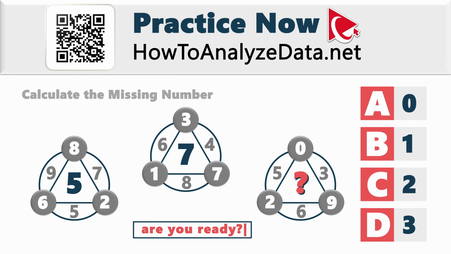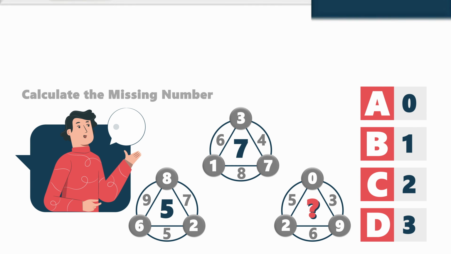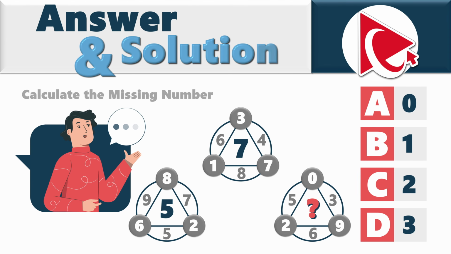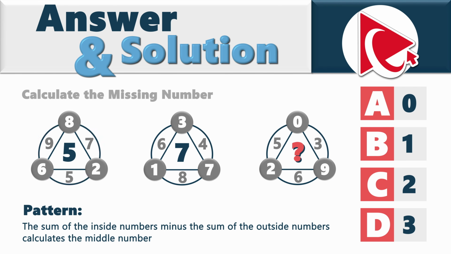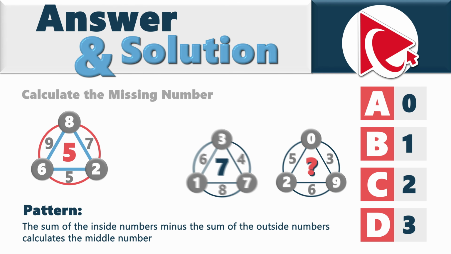Are you prepared to showcase your response? As you might have guessed, to calculate the number, we need to detect the pattern. And the pattern here is simple, but not very obvious. The pattern is that the sum of all inside numbers minus the sum of the outside numbers calculates the middle number. Let's look at the example.